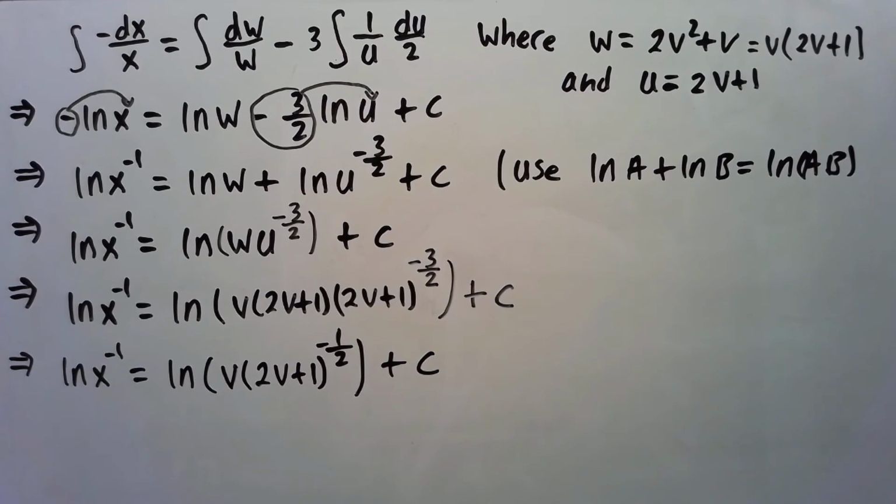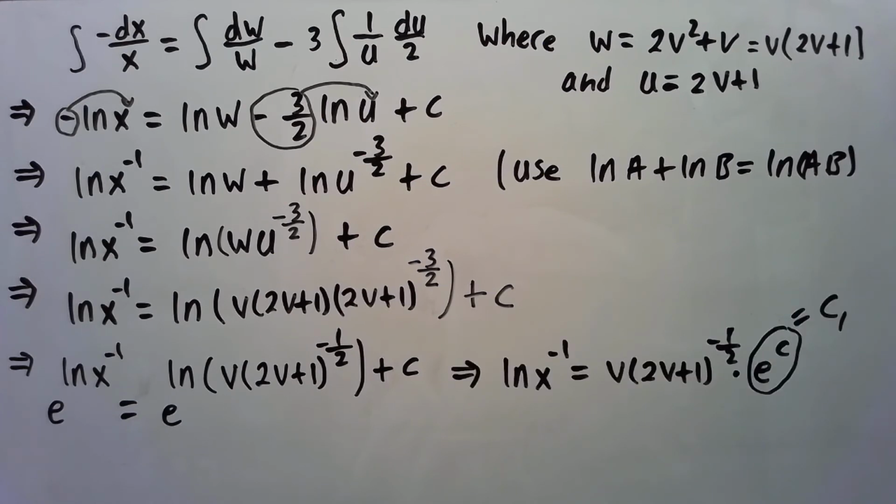Now let's exponentiate both sides with base e to get rid of the ln's. So we get this then, so the e and ln's cancel here and here. Oh sorry, the ln's gone in this one too. So that'd be x to the minus 1 times v times 2v plus 1 to the negative 1/2 times e to the c, which I'm going to call c1. And I'm going to bring the c1 over here.